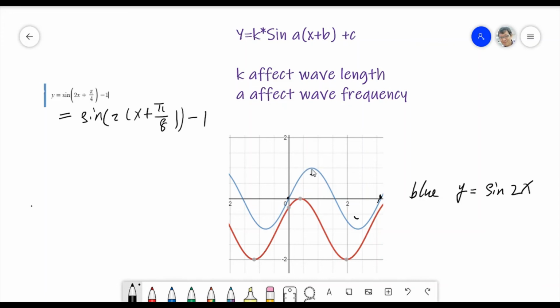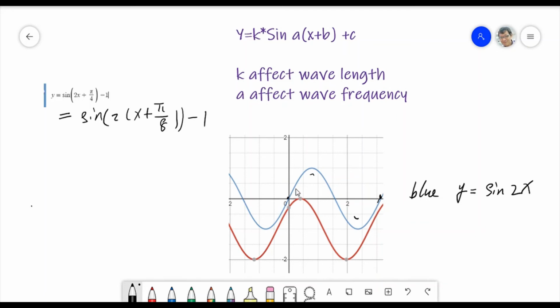I'm just comparing the highest point. Pi over 8, right? And then they move down 1, right? So move down here, pi over 8 and move down. So exactly the curve y equals sine 2x will be moved left pi over 8 and moved down 1. So you can see this difference, right?